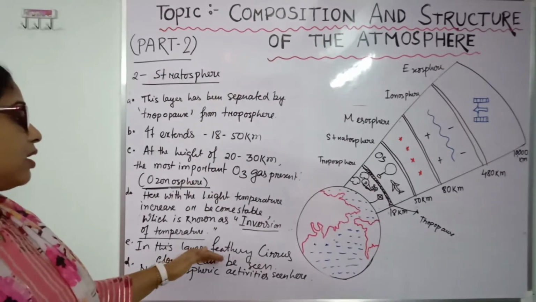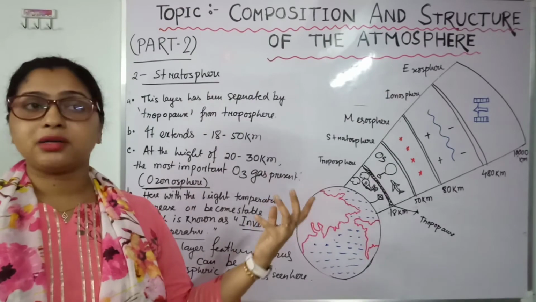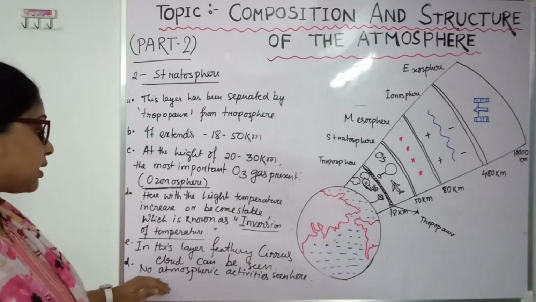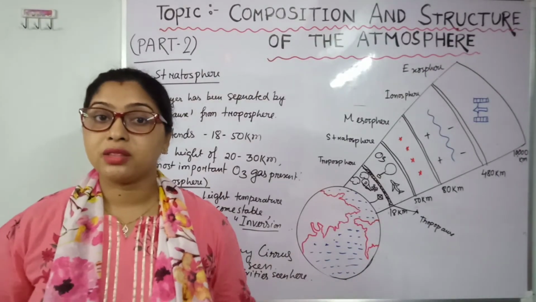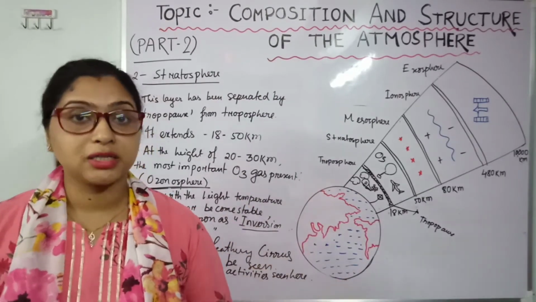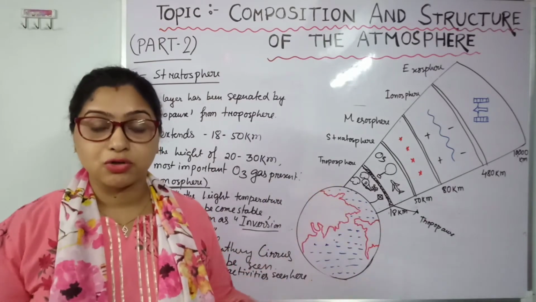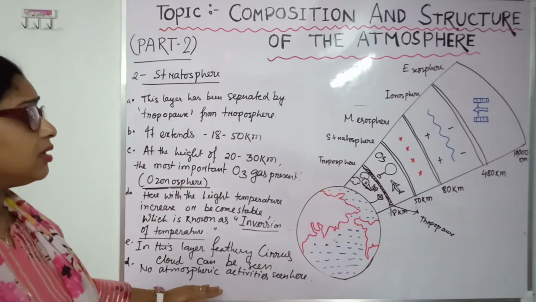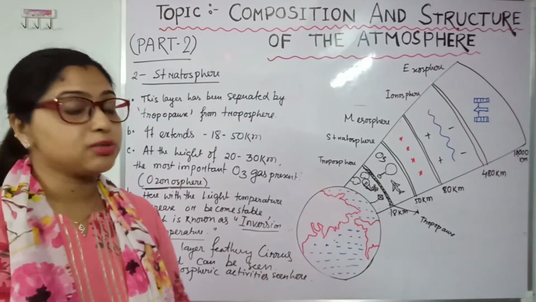Next, in this layer, feathery cirrus clouds can be seen, from which we can't expect any precipitation. Next, there are no atmospheric activities here. Like in the troposphere, which we have seen is known as the turbulence layer, the rain, thunderstorm, hail, and lightning can all be seen there. But here in the stratosphere layer, we can't see this kind of activity.